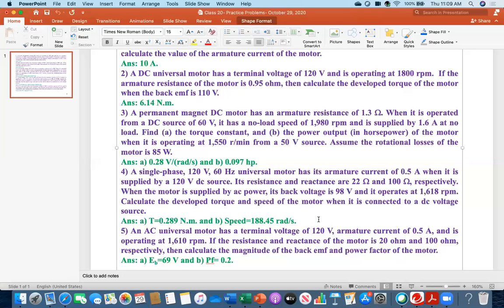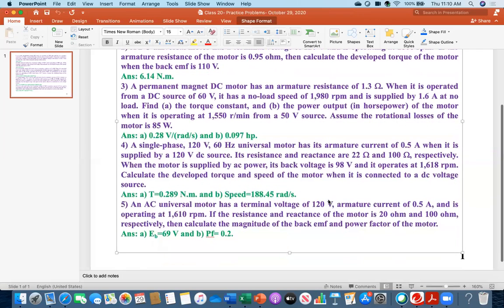The IDC is the same as the very first line, 0.5 ampere, but you need to calculate the EDC. Note down that EDC is VT minus IA RA. Okay, I got that one, 109. So 109 multiplied by current 0.5 divided by 188.45, and you should be getting approximately 0.289 newton meter. Yep, that's what I got.